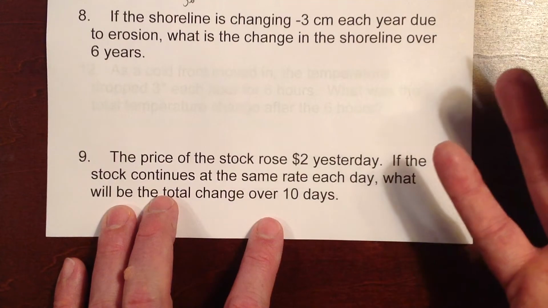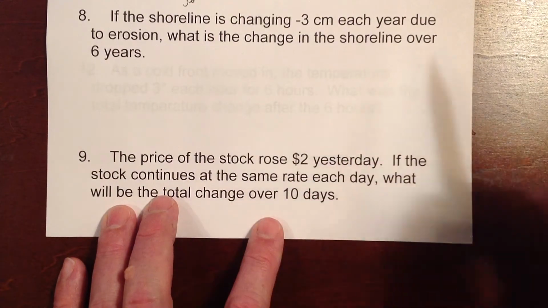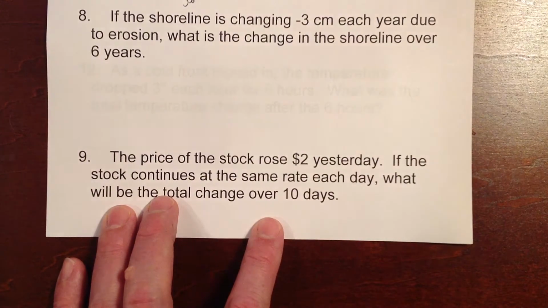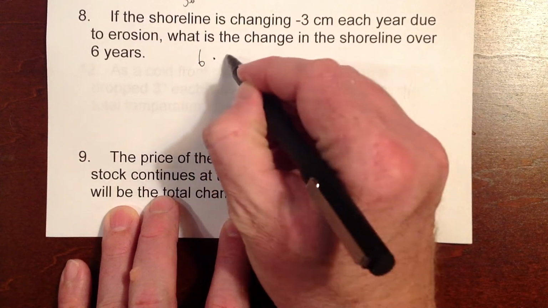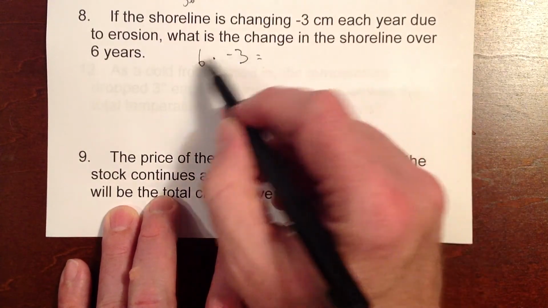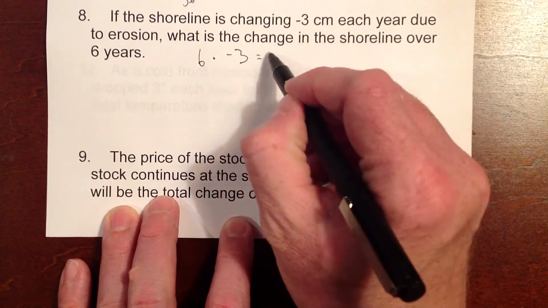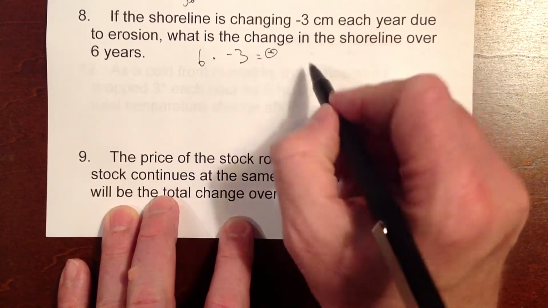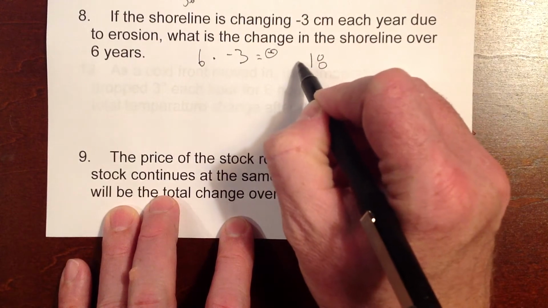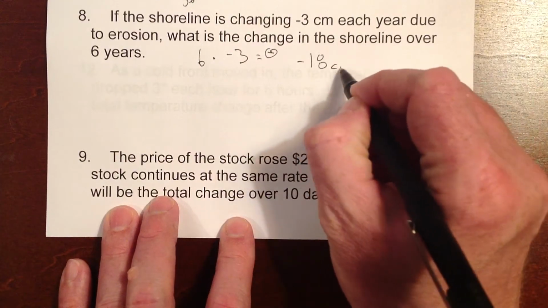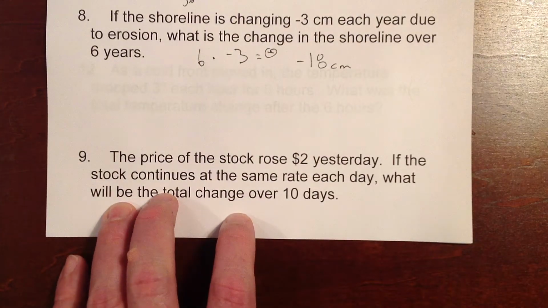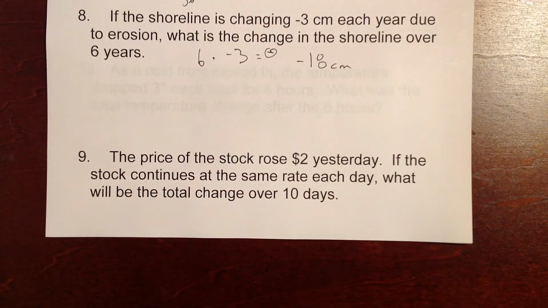Before we divide, this time we're going to multiply because I've got several different years over which a change of -3 centimeters is happening. So I'm going to say 6 for the 6 years times -3 equals. The answer will be negative because I got different signs. 6 times 3 is 18, and the answer is negative. What is the change in the shoreline over 6 years? Remember to put your unit of measurement, -18 centimeters. Or you can say the shoreline lost 18 centimeters over the course of 6 years. Either one of those is fine with me, but you have to be specific.